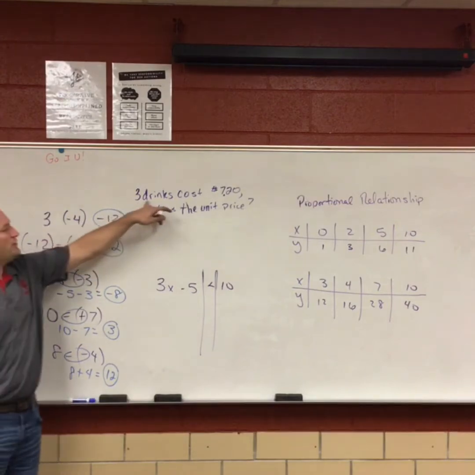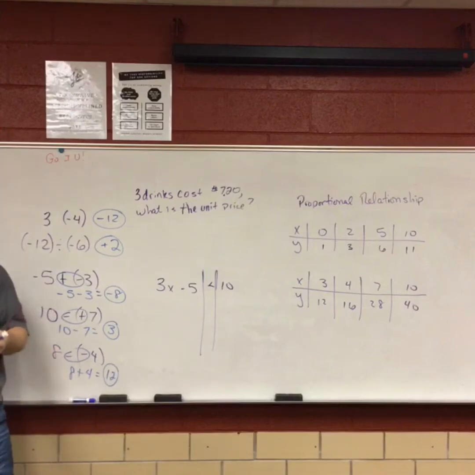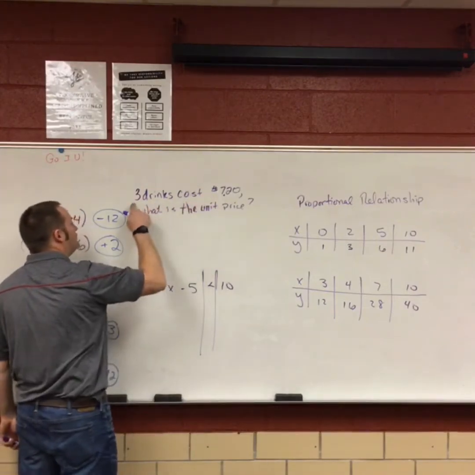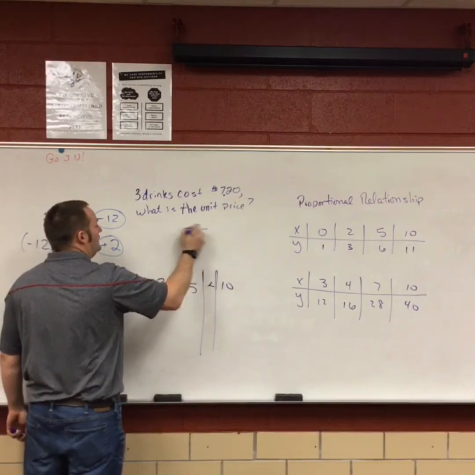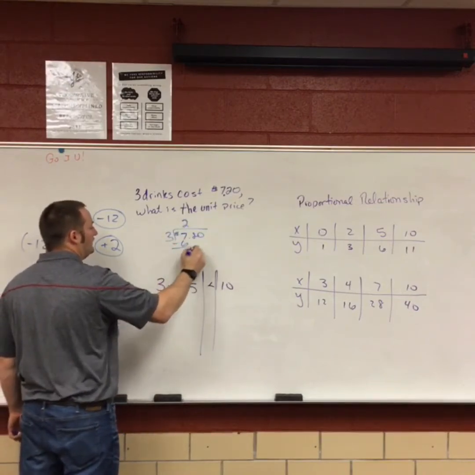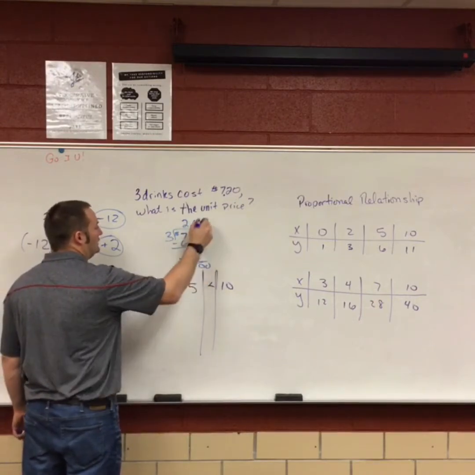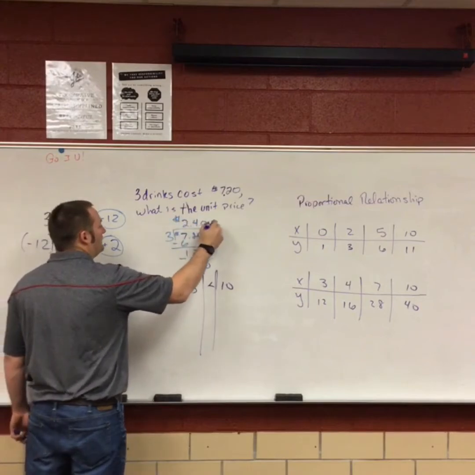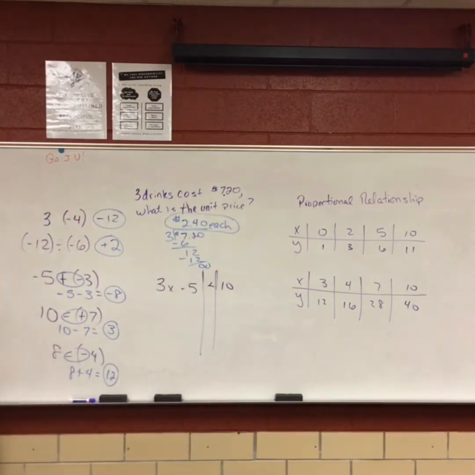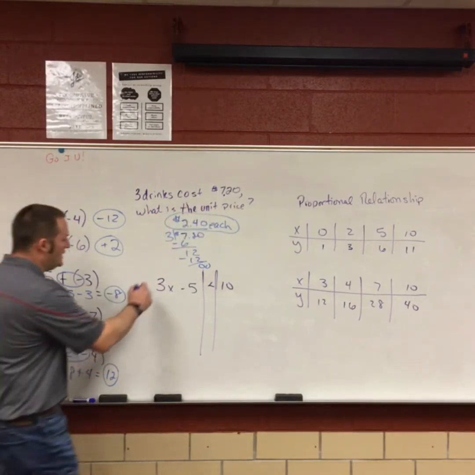Okay? 3 drinks cost $7.20. If they want to know what is the unit price, that is the price for 1 drink, basically. So $7.20, you're going to divide that by 3. 3 times 2 gives you 6. That's 12. 3 into 12, 4 times, and you are done. So each drink costs you $2.40. Unit price, price per 1 unit. That's what it wants to know.